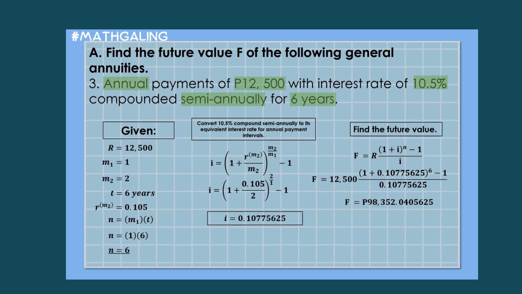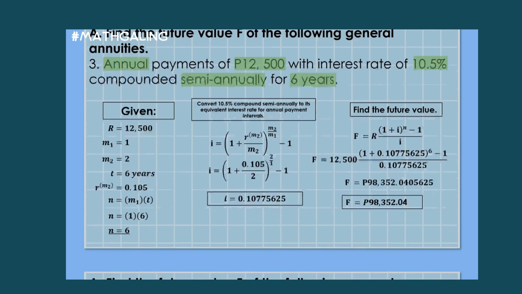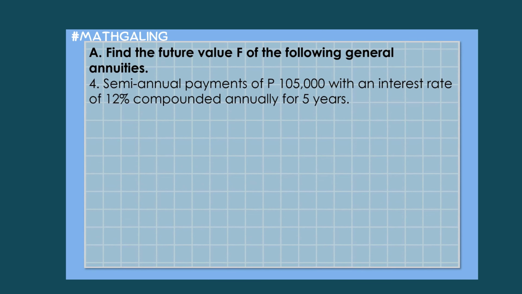98,352.040565. So we're going to round it, but since it is not 5 up, it is going to be rounded down. So it is now 98,352 and 0.04. Move on to problem number 4.